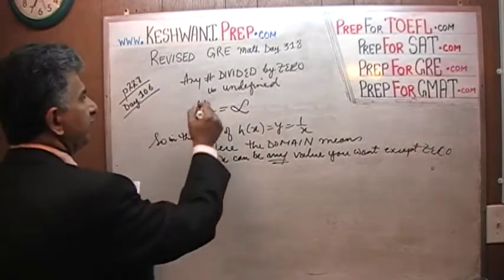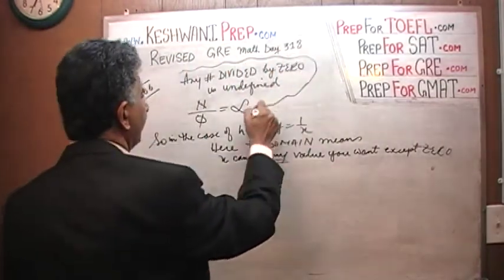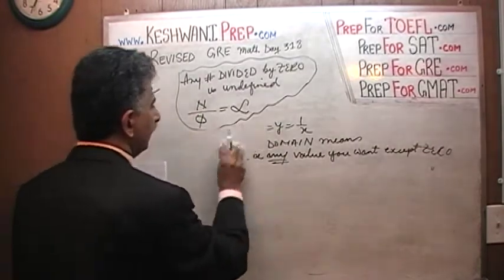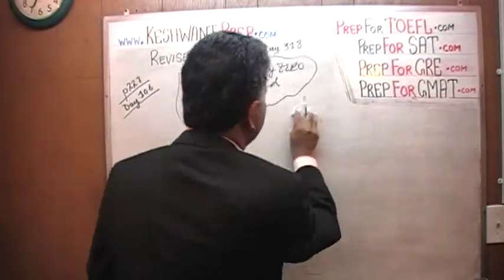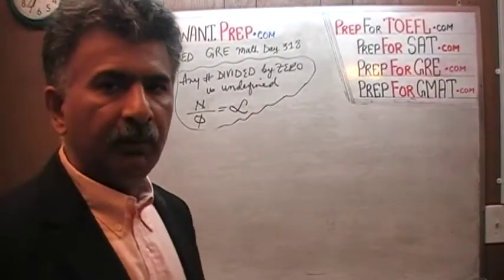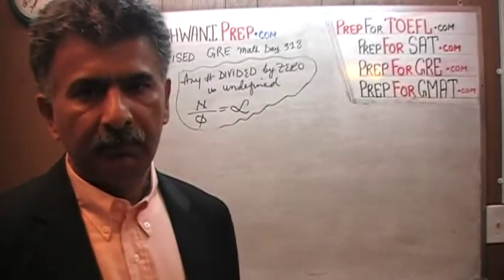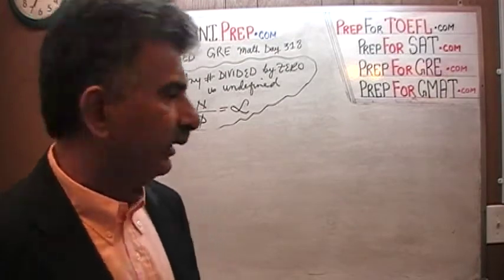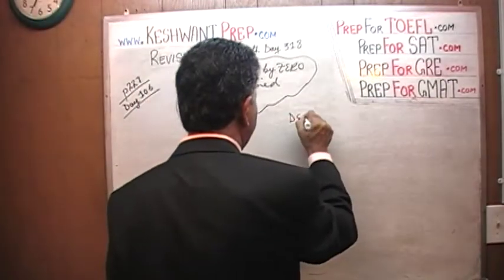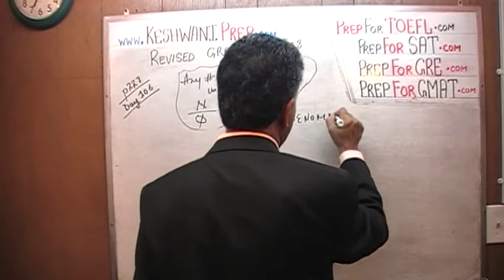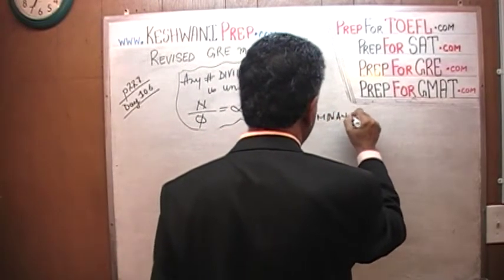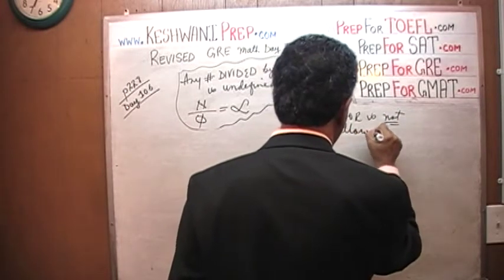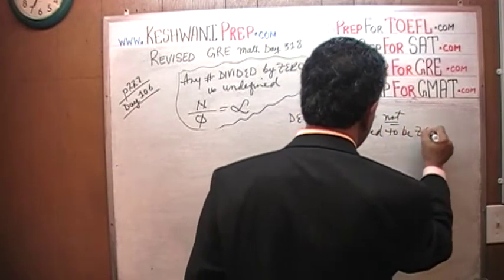Now remember, any number divided by 0 is undefined. In other words, we can never have 0 in the bottom. We cannot have 0 in the denominator. The denominator is not allowed to be 0. Remember that.